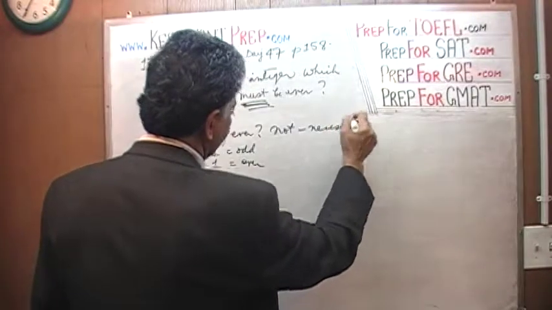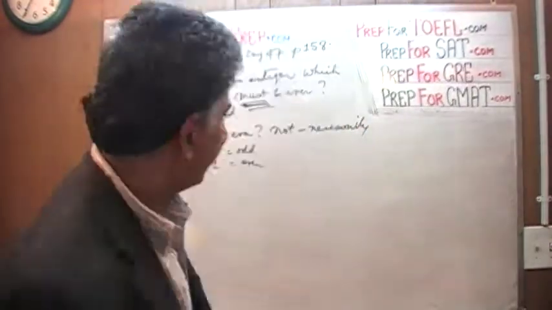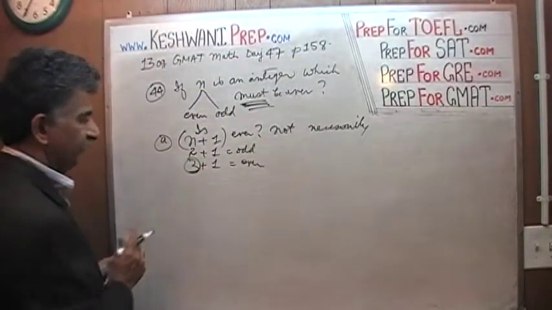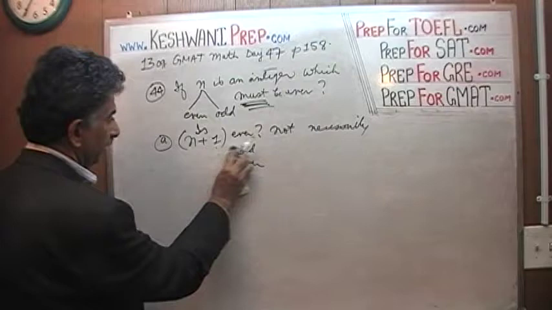Yes, n plus 1 is even if n itself is odd. But if n is even, then n plus 1 is odd.